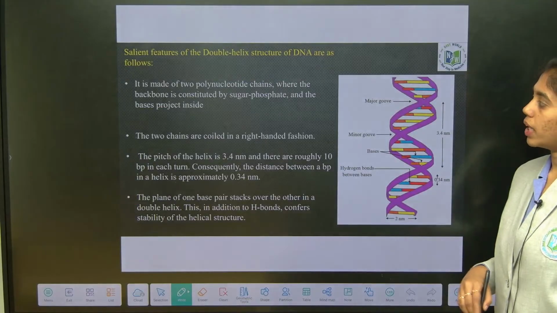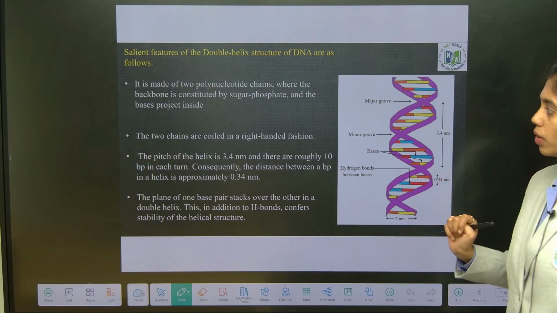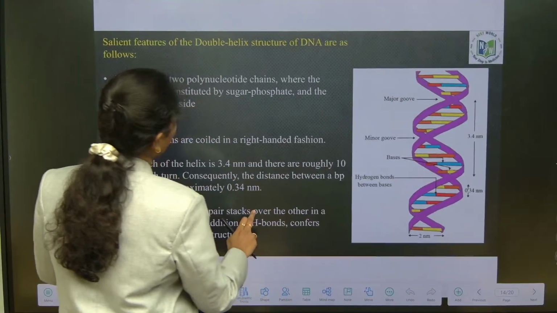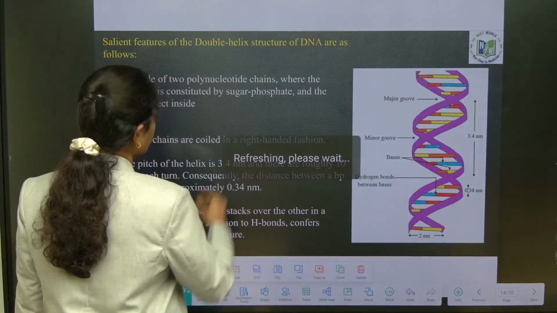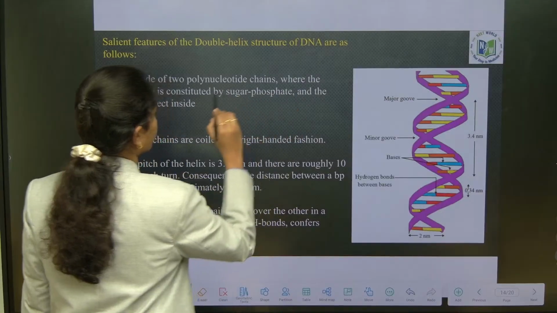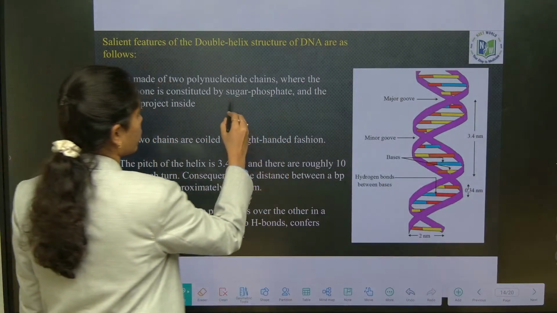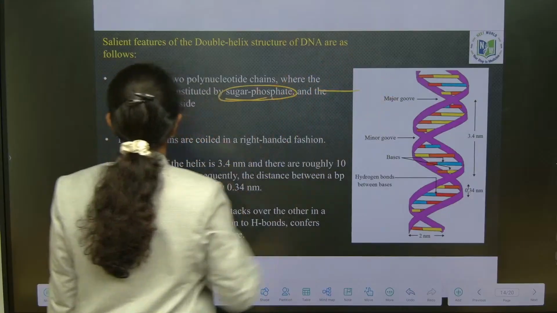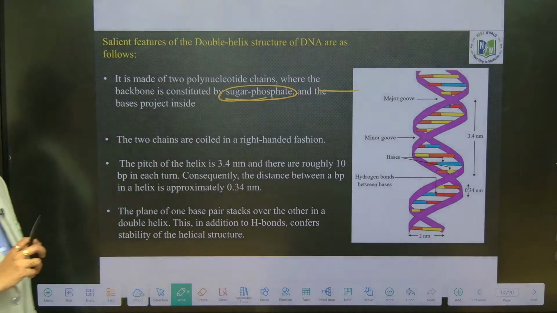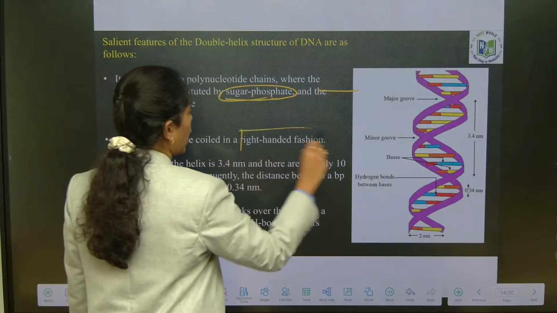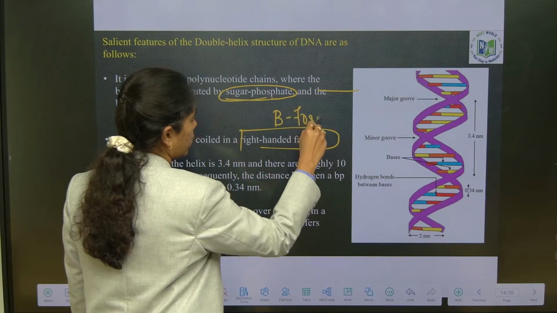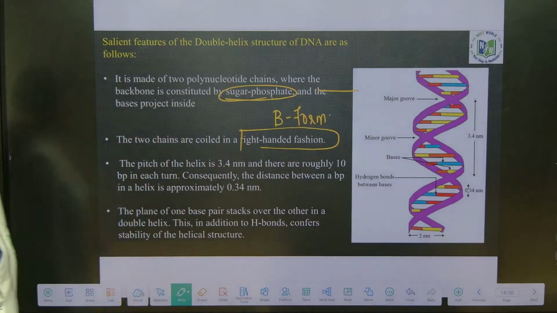Salient features of DNA: it is made up of two polynucleotide chains where the backbone is constituted by sugar and phosphate groups. The backbone of DNA is constituted by what? Sugar and phosphate groups. Two chains are coiled in what fashion? Right-handed fashion, and the most common biological form of DNA is B-form DNA only. We have learned in biomolecules, right?